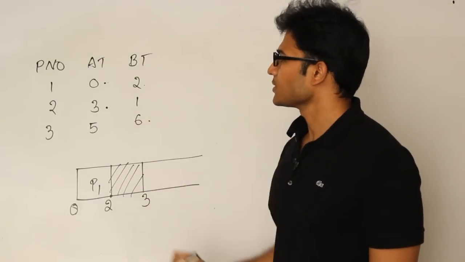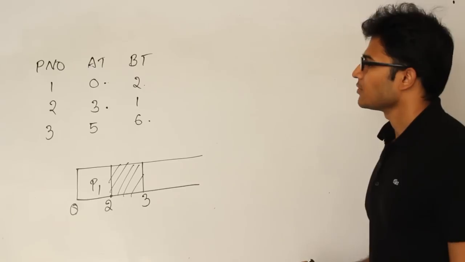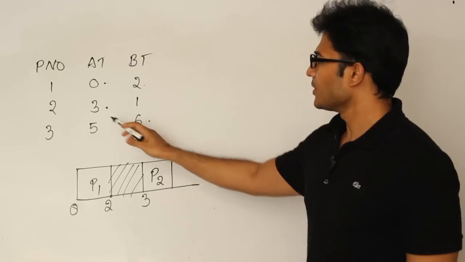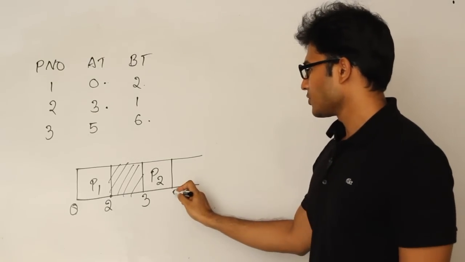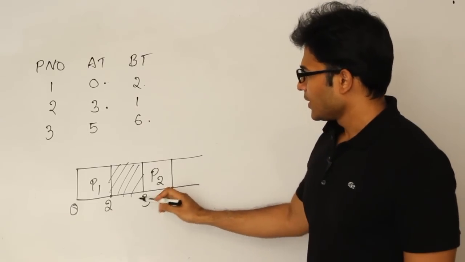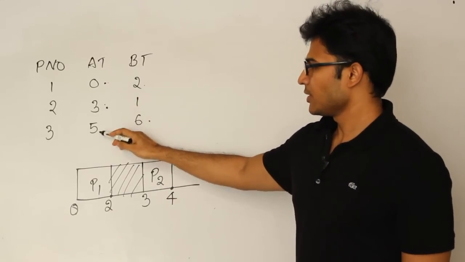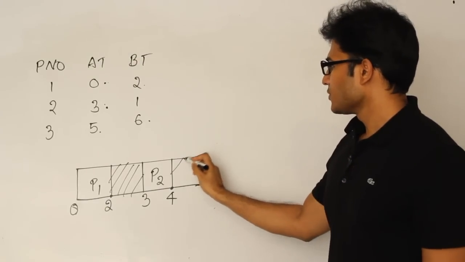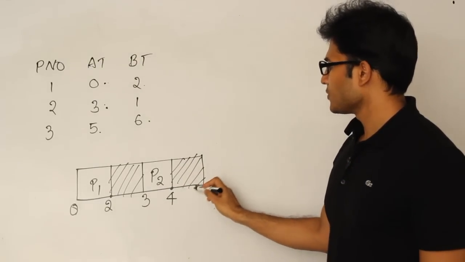So only at 3 the next one is available. And what is the next one? Process P2. P2 is available here, right? And what is the burst time of P2? 1 unit. Therefore it is going to finish by 4. And when you are at time 4, P1 and P2 are over, and the next process is not available until 5. Therefore we have to wait till 5. So that is how you get gaps in the Gantt chart, right?